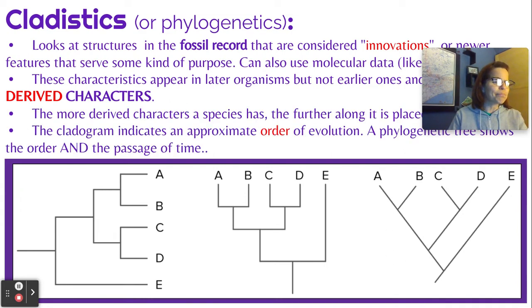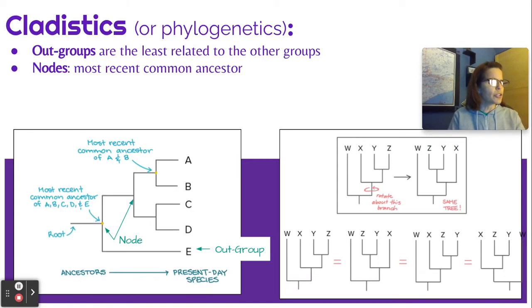And remember, I'll say this really quickly. The more derived characters a species has, that means they're more recent in time. They've inherited all of these new innovations, and so they're going to be the most recent organism. When they have very few of the derived characters, then they're the oldest organisms, like it's a timeline. And then the cladogram indicates an approximate order of evolution. A phylogenetic tree also shows that, but there's some debate about this. A phylogenetic tree also shows the passage of time. So it would have numbers on it that indicate how much time has passed before this new innovation has shown up. Okay, and then just a few things to remind you.